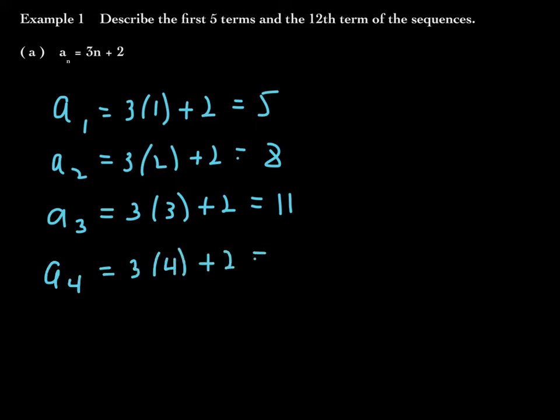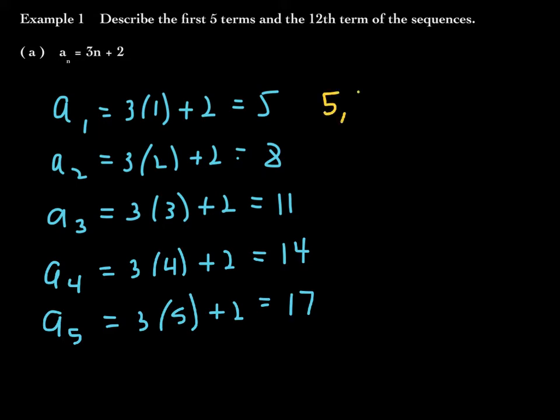Plugging in 4 gives us 12 plus 2, which is 14. And then finally, plugging in 5 would give us 15 plus 2, which is 17. So for the first 5 terms of this sequence, you always list your terms in sequence form. So you have to write your answer like this: 5, 8, 11, 14, 17. So that is our answer for the first 5 terms of the sequence.